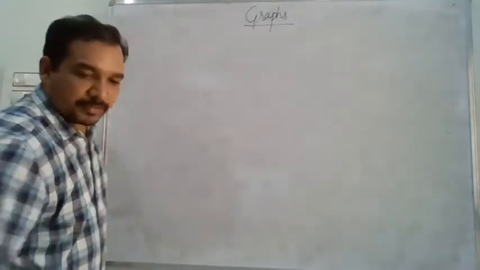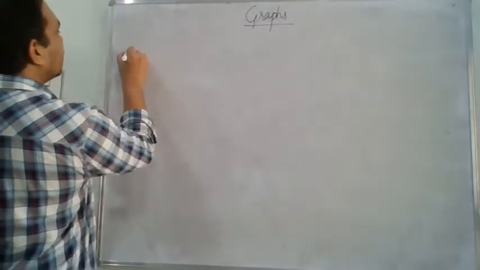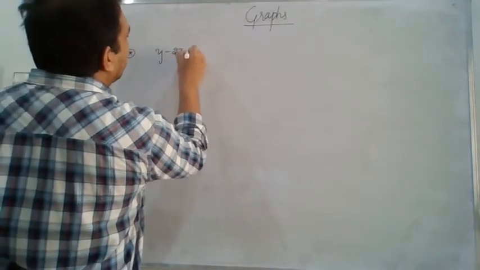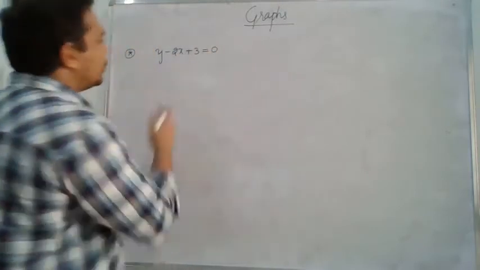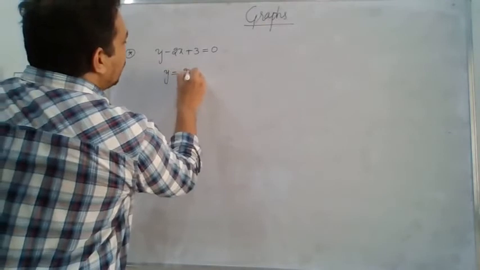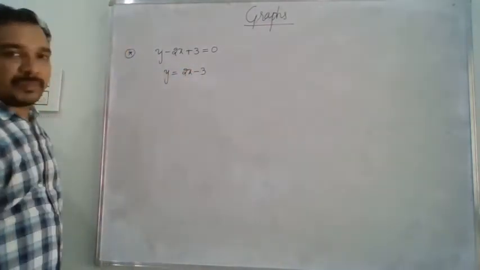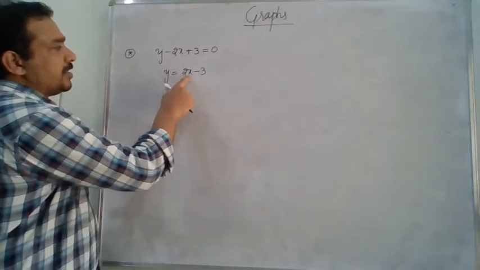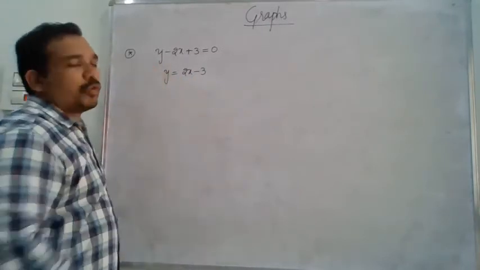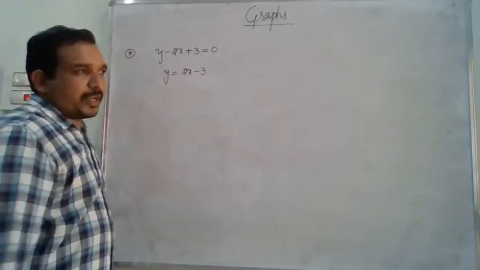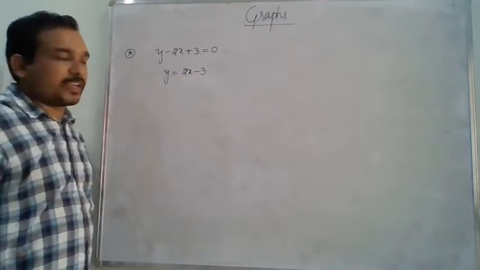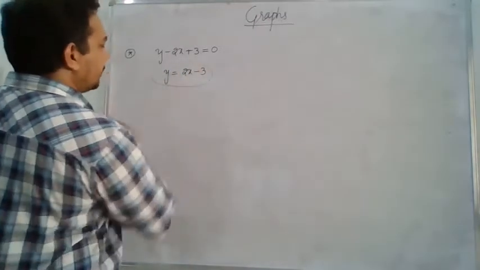So you'll see some other graphs. y minus 2x plus 3 is equal to 0. This is also a line equation. I can write it as y is equal to 2x minus 3. Till now, the x coefficient was only 1 or minus 1. But here it is more than 1 or lesser than minus 1, also we can take. So I took the x coefficient as 2. y is equal to 2x minus 3. Then how to draw this graph?